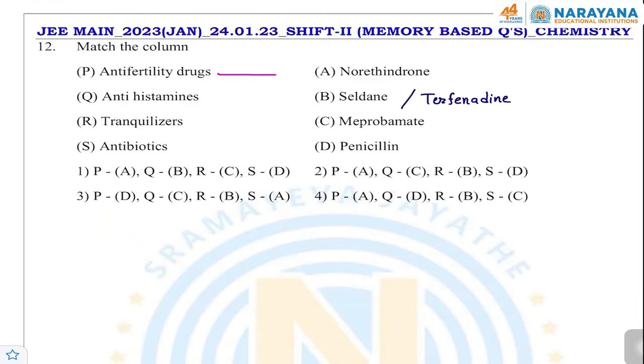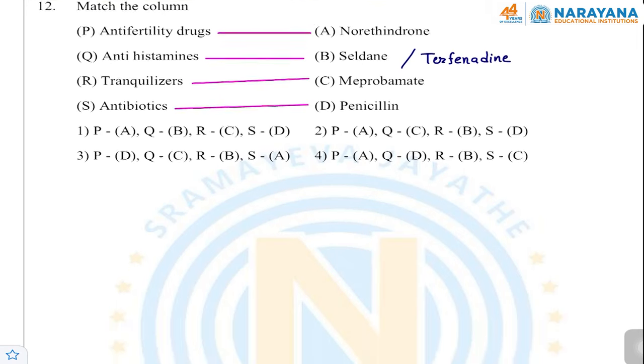Anti-fertility drug, it is norethindrone. Antihistamine, Seldane or terfenadine. Tranquilizer, meprobamate. Antibiotic, penicillin. So a direct question from NCERT.